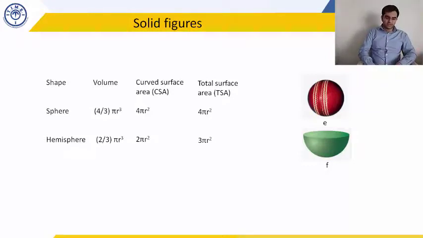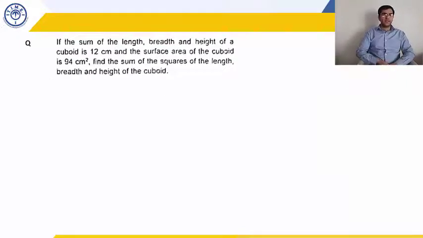So let's begin with the questions now. This is the first question, not in your handout. The sum of length, breadth, height is 12. And the surface area of a cuboid is 94. Now you must be wondering, is this curved surface area or total surface area? So I will tell you, it is total surface area, 94 centimeters square. Find the sum of the squares of length, breadth and height of the cuboid. Please take 30 seconds to solve this.